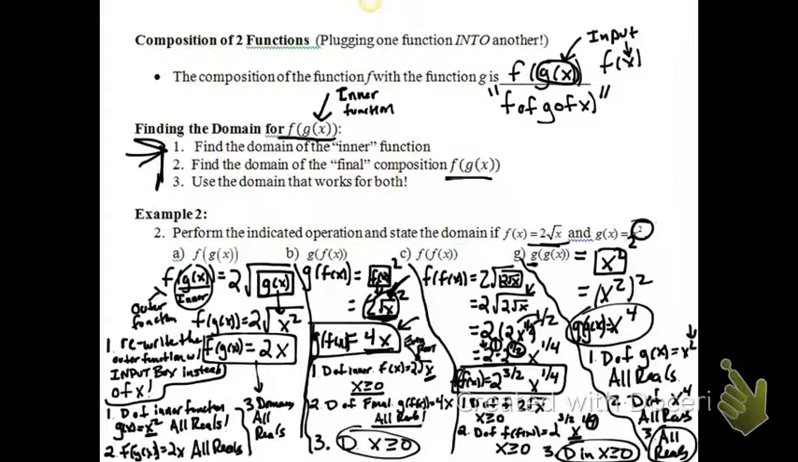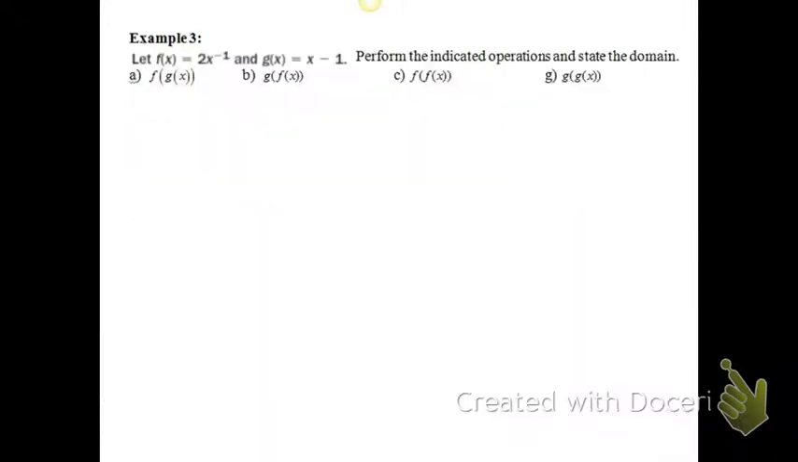Let's do another set of examples. This can be pretty tricky. And then we'll leave you with some to try on your own. So here in example 3, it says let f of x be 2x to the negative 1 and g of x be x minus 1.